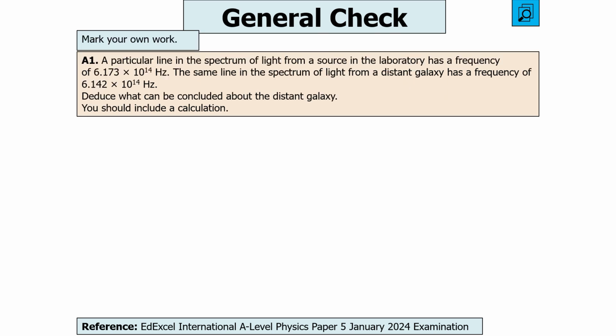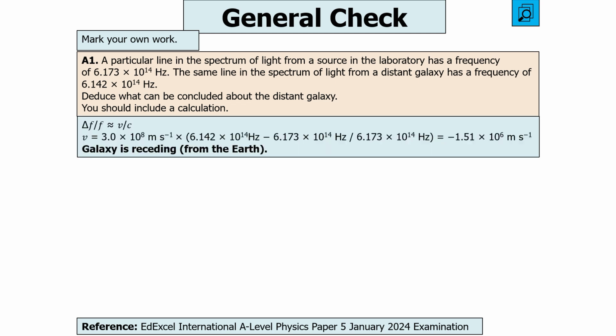Right, in this question, you've got a frequency and you've got the lab frequency, so you should use the Doppler effect equation, which is the change in frequency over the frequency equals v over c. The change in frequency is the difference between the two frequencies. f is the frequency of the lab. You pop in all the values, you get minus 1.51 times 10 to the 6 meters per second, so therefore it tells you the galaxy is receding away from the Earth.